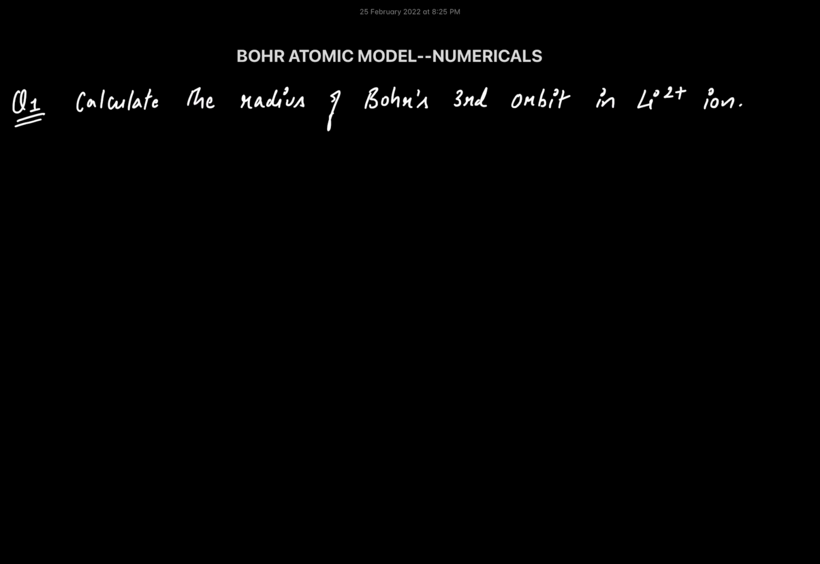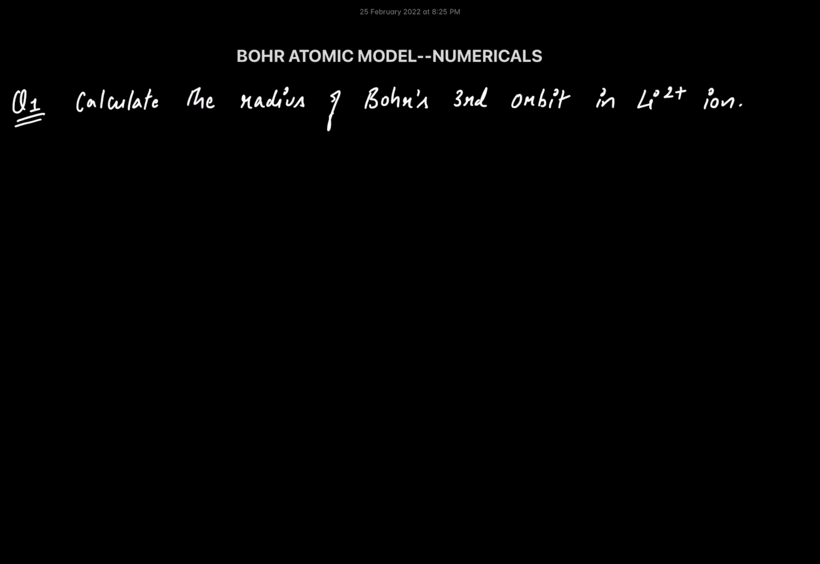My dear students, today we are going to solve some numericals based on the Bohr atomic model. We have derived the radius of orbit, the energy of electron in a specific orbit, and the velocity of electron in a specific orbit. So today we are going to solve some numericals on the basis of those formulas that we have derived in the previous lectures.